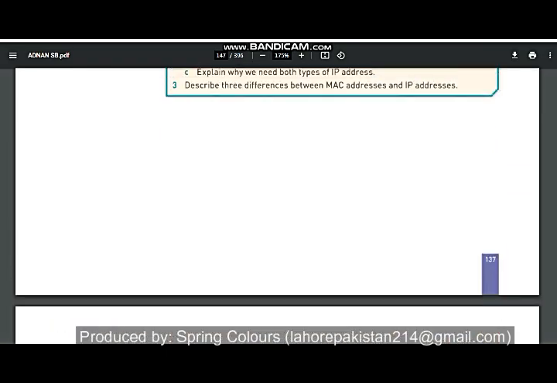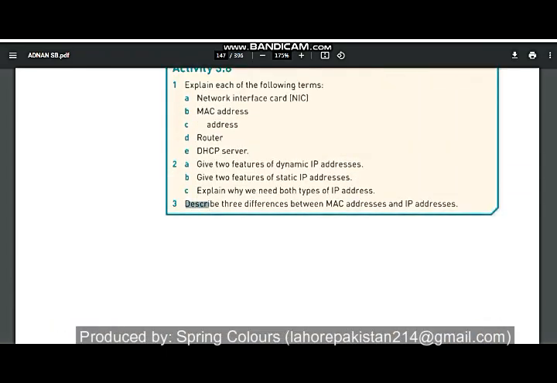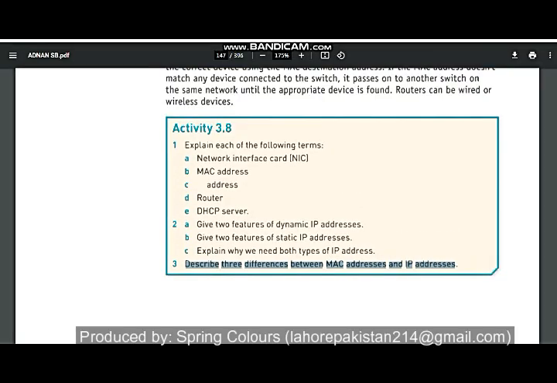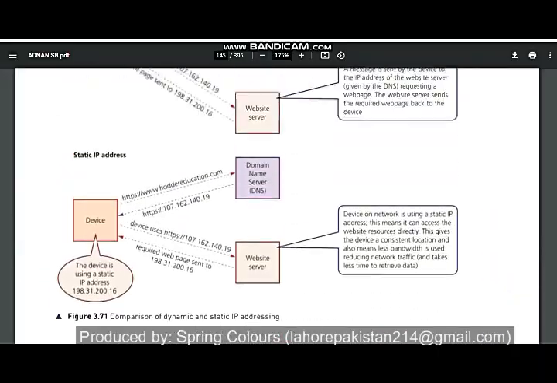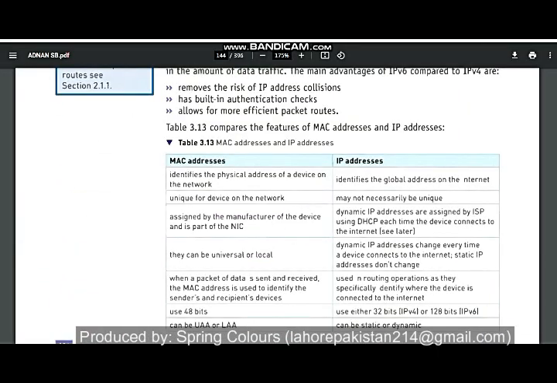Last of all, in question number 3, you have been asked to describe 3 differences between MAC addresses and IP addresses. MAC addresses are unique, and every device has its own MAC address. IP addresses are assigned when you are connected to the internet. The address printed on the hardware of your device is the MAC address, and the address assigned to you when you connect to the internet is the IP address.